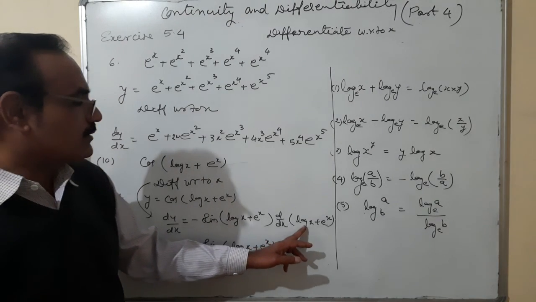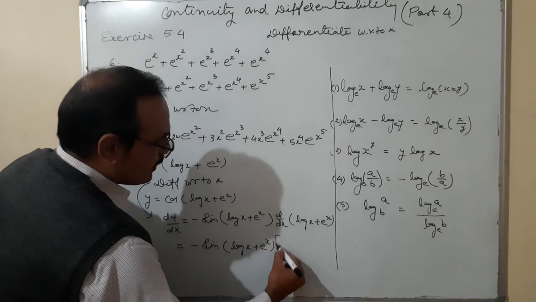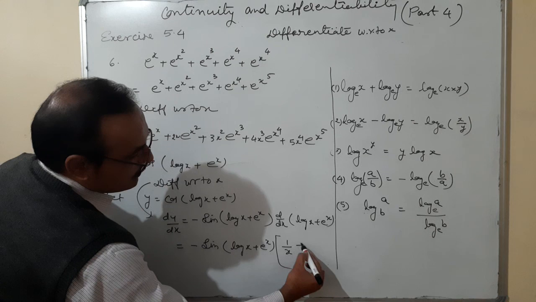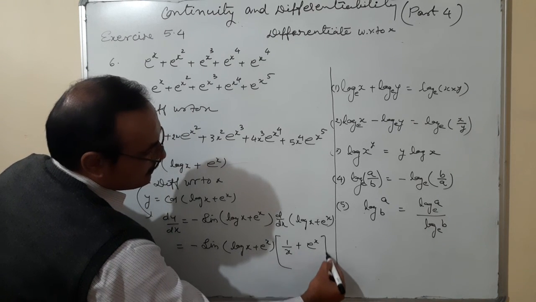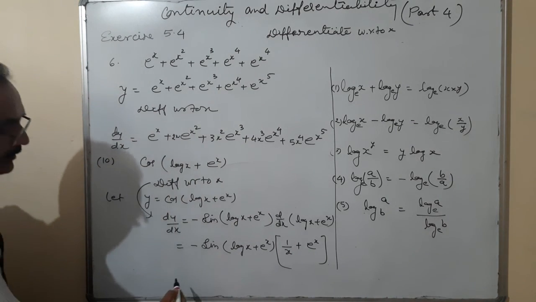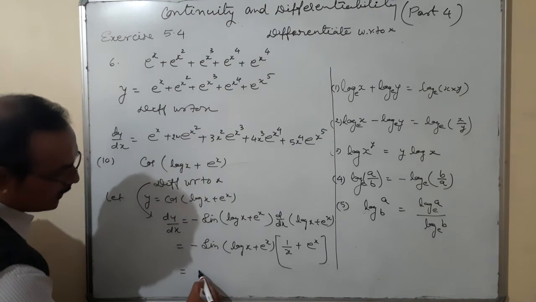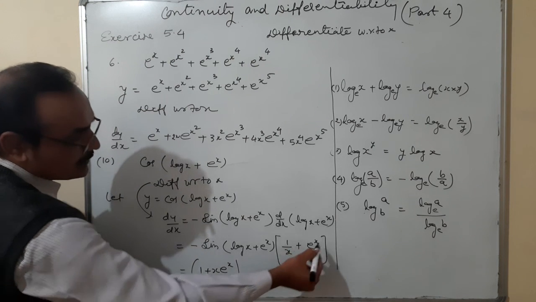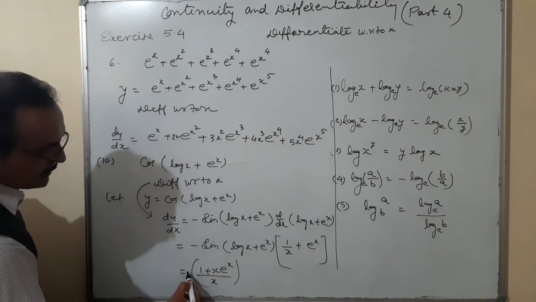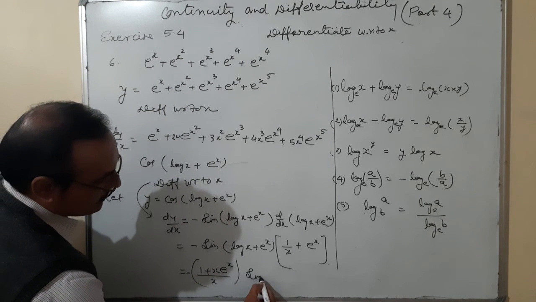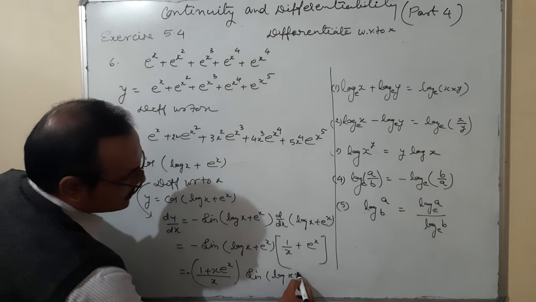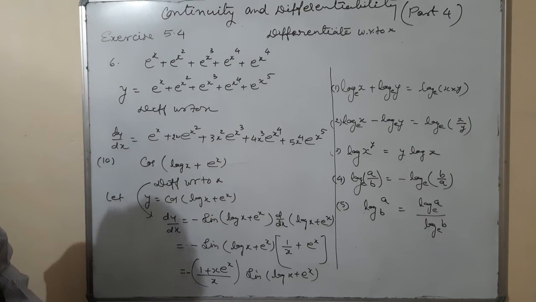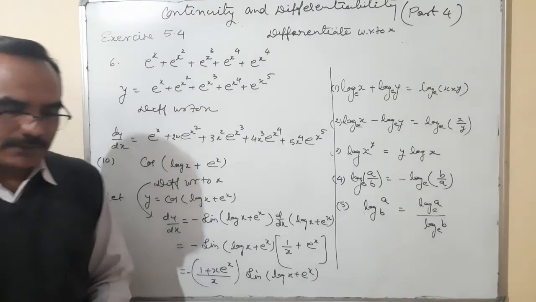Now the differentiation of this term log x plus e to the power x separately. So the differentiation of log x is 1 upon x, and plus the differentiation of e to the power x is e to the power x. Okay, so the answer is 1 plus x e to the power x upon x. After taking LCM, this term I can write here, minus sign is out, sin of log x plus e to the power x. Okay, this is the differentiation of the term cos of log x plus e to the power x.